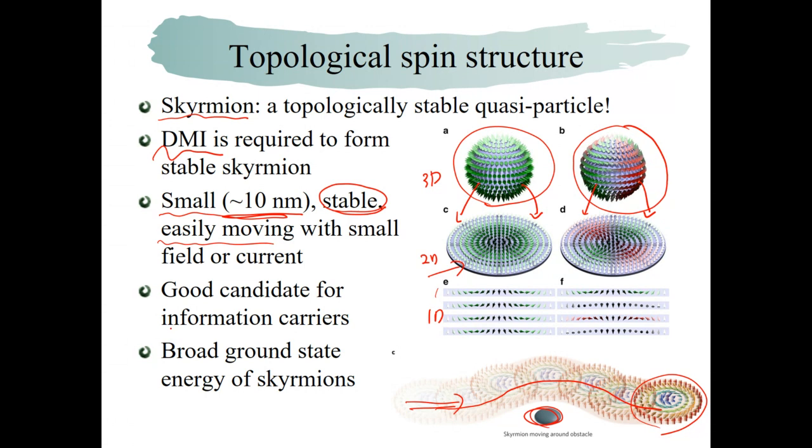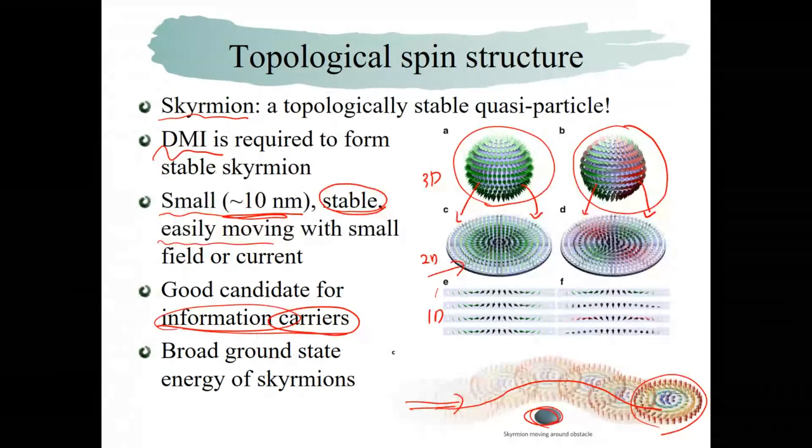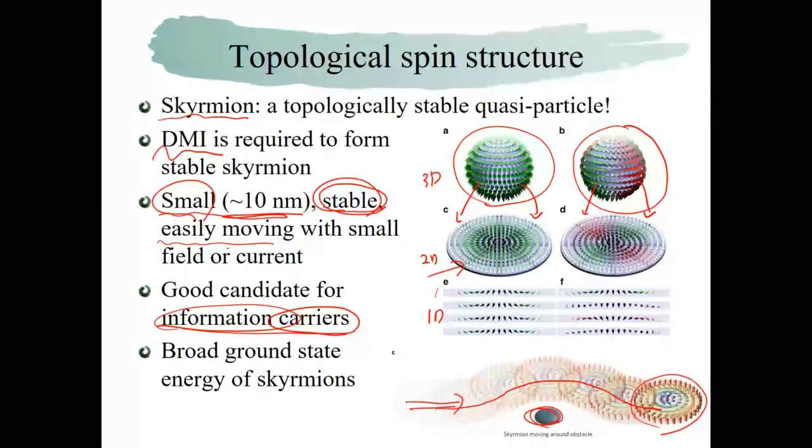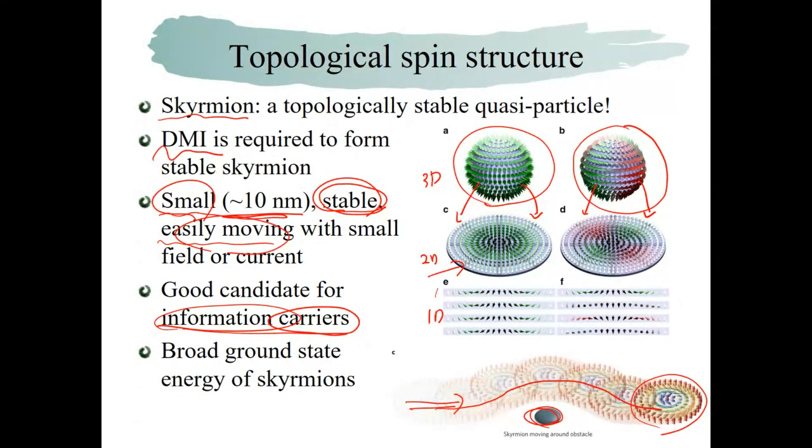That means we can send some information with the skyrmion. So that's what we call the information carrier. So this skyrmion has a very strong advantage. They are small and stable and easy to move, and that means they can be a good candidate for the information carrier.